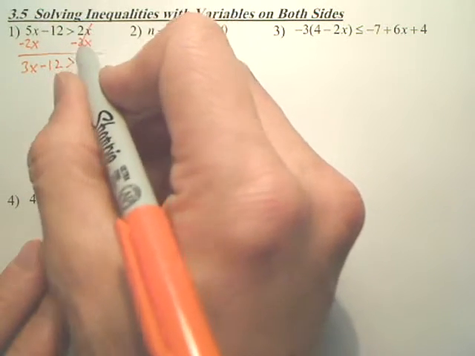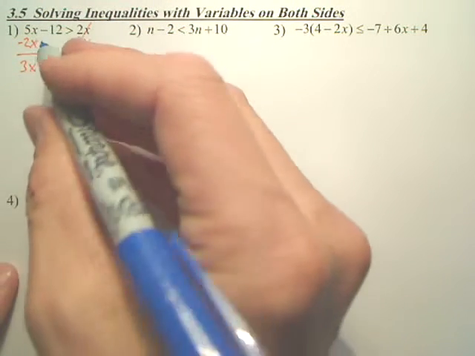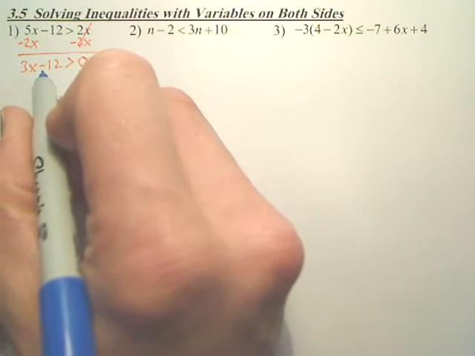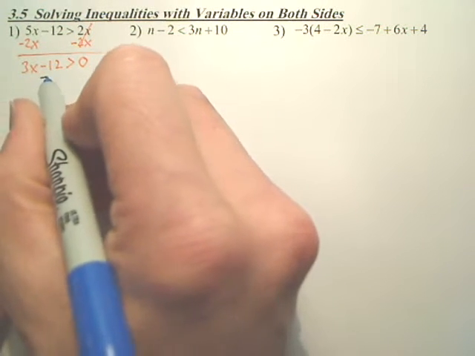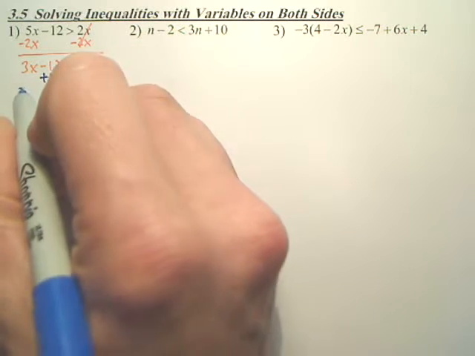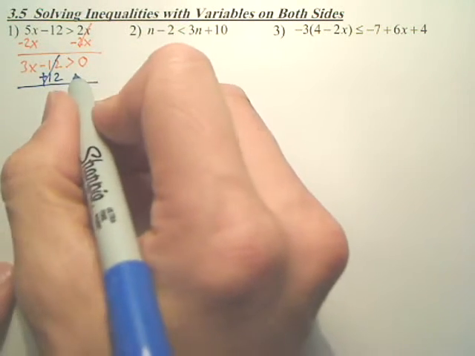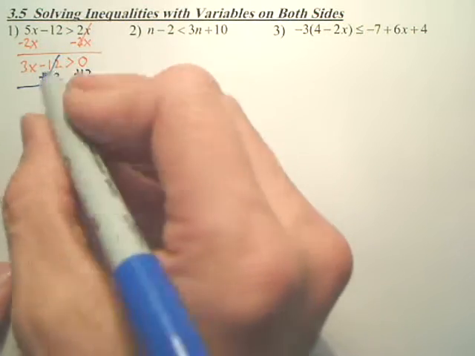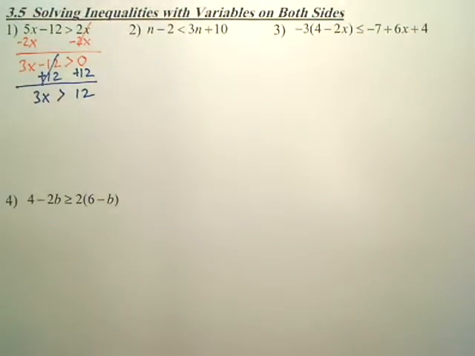And wait a second. That leaves me 0, because it cancels and leaves me nothing. It's okay to have 0. 0 is a number. Now, I need to get this negative 12 over. So how do I get the negative 12 over? I do the opposite. If I add 12 over here, it cancels. So I have to add 12 over here. I now have 3x is greater than 12.